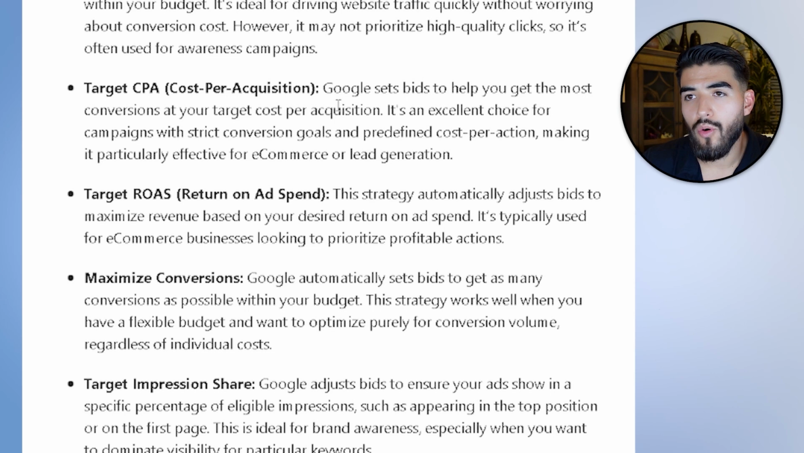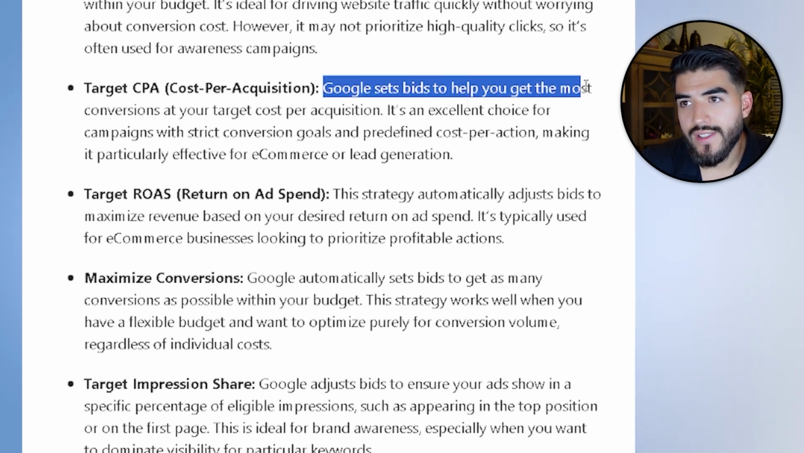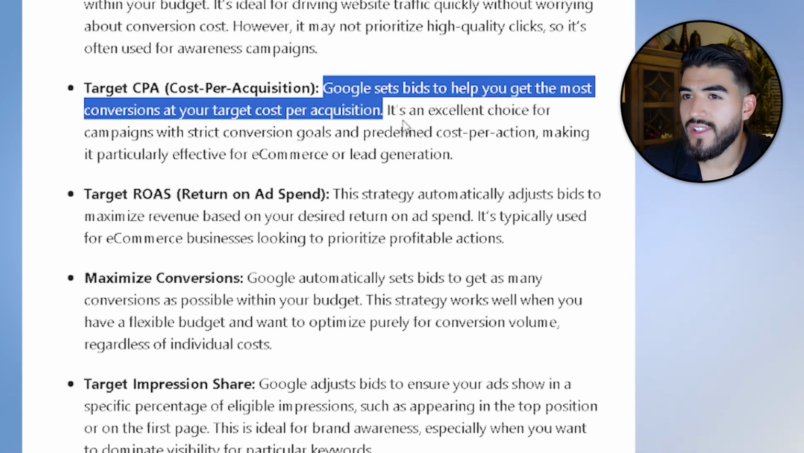So if you say, hey, I'm giving you a $50 target cost per acquisition and your goal is to get more leads, they will strive to get you a $50 cost per lead. So to dive into a little bit more data and understanding around this, let's dive into the guide here. Google sets bids to help you get the most conversions at your target cost per acquisition. So this is essentially the understanding that I gave around the cost per lead.